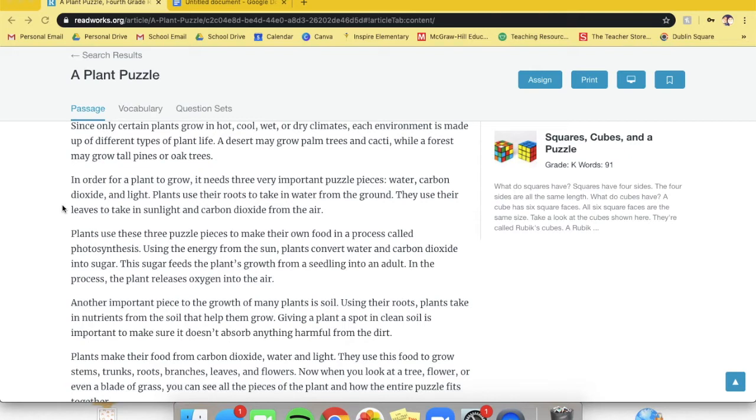In order for a plant to grow, it needs three very important puzzle pieces: water, carbon dioxide, and light. Plants use their roots to take in water from the ground. They use their leaves to take in sunlight and carbon dioxide from the air. Plants use these three puzzle pieces to make their own food in a process called photosynthesis. Using the energy from the sun, plants convert water and carbon dioxide into sugar. This sugar feeds the plant's growth from a seedling into an adult. In the process, the plant releases oxygen into the air.